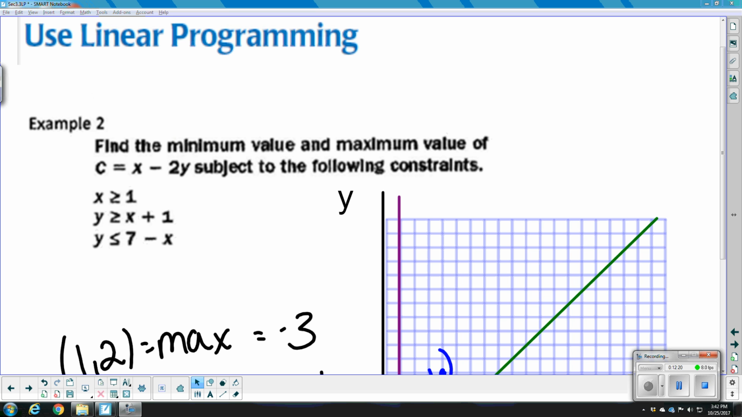All right, here is our next example, example 2 on your note sheet. We're looking for the minimum and maximum value, and our objective function is c equals x minus 2y.